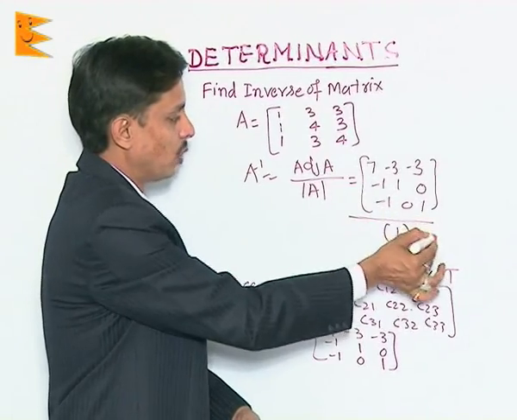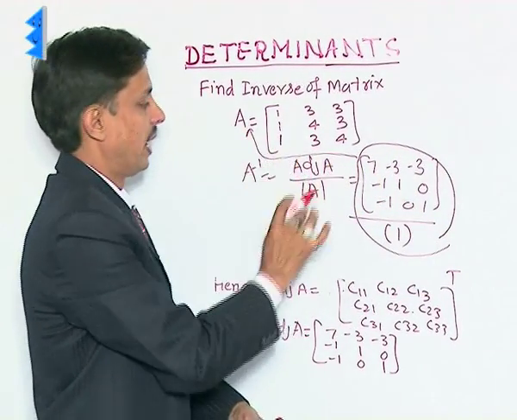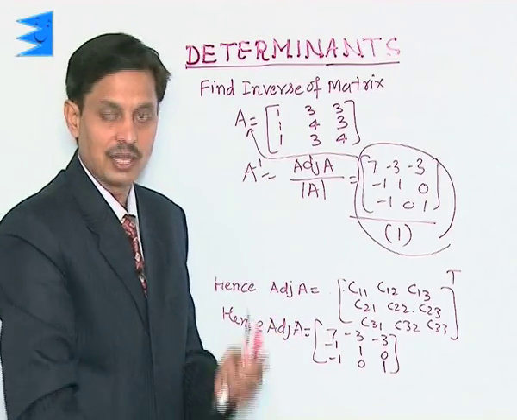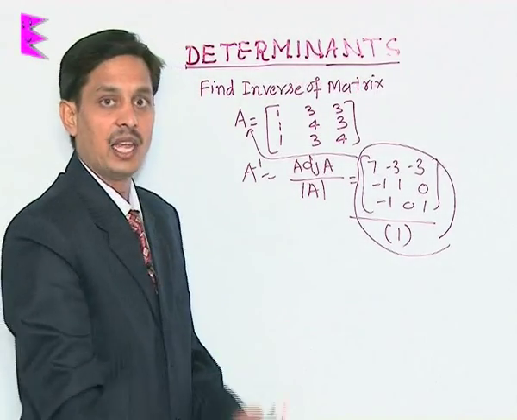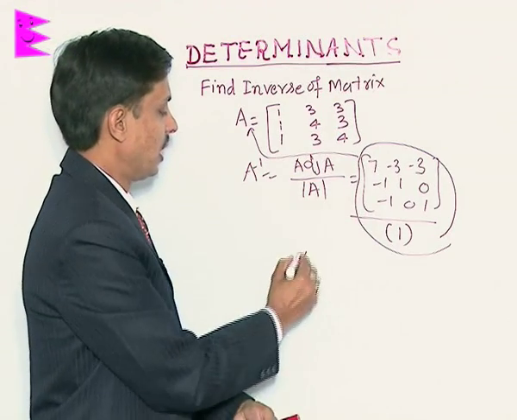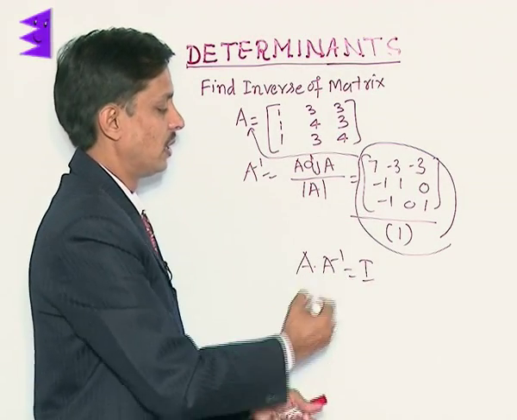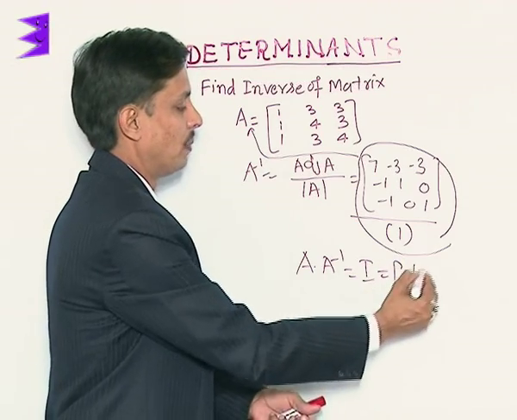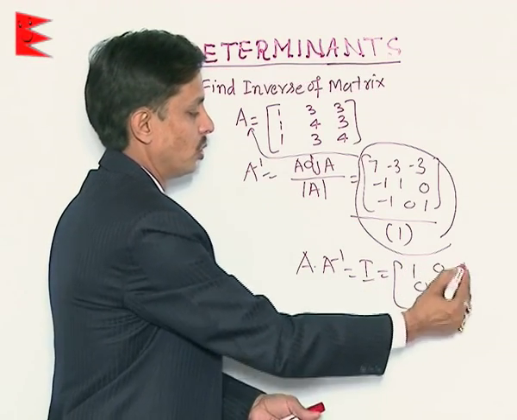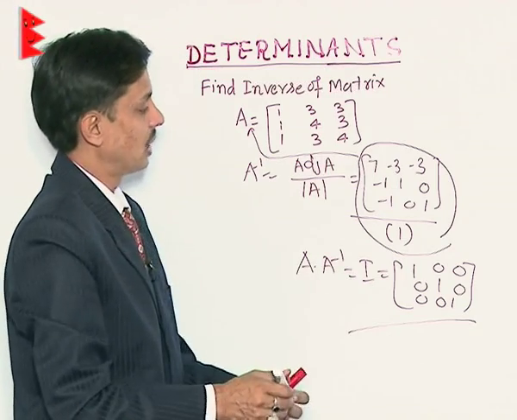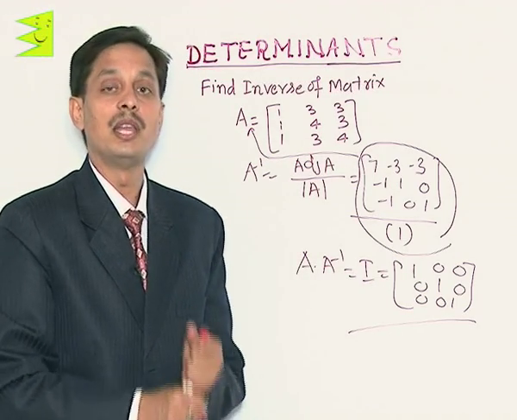So the value so obtained is the inverse of this matrix, and the rule for verification is that whenever you multiply any matrix A with its inverse, the answer comes as the identity matrix. So their product will be 1, 0, 0, 0, 1, 0 and 0, 0, 1. With this help you can verify your answer and you can obtain the inverse of any matrix.